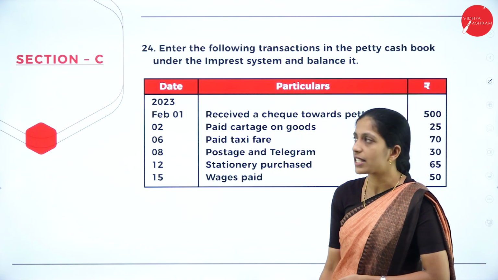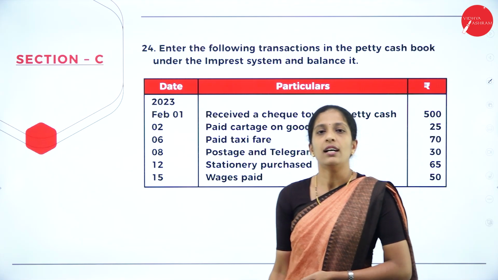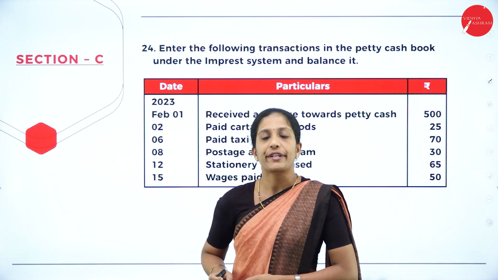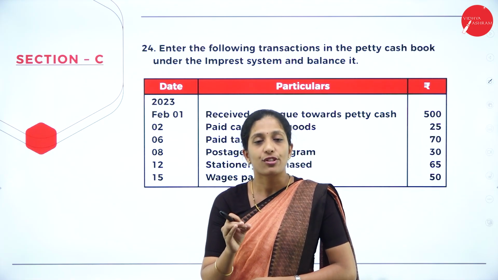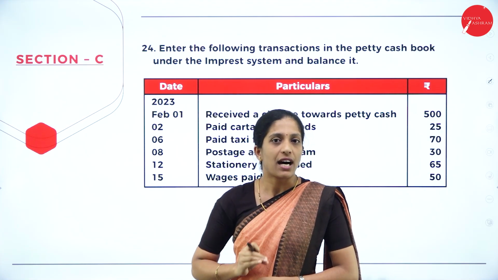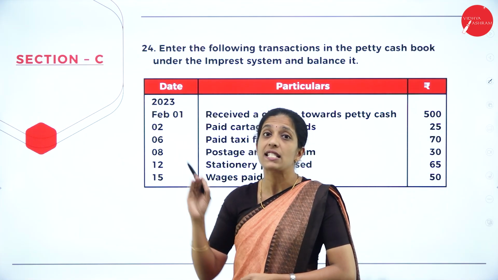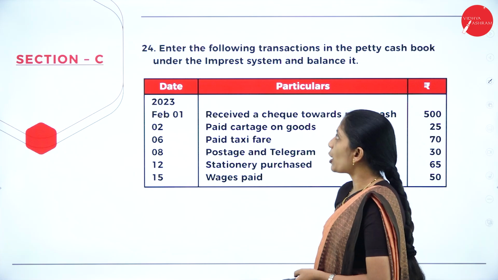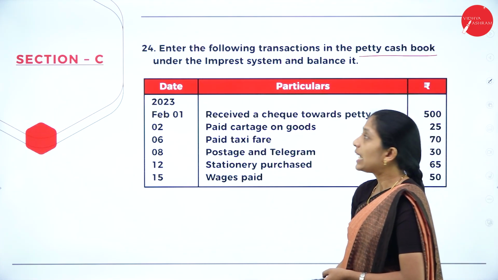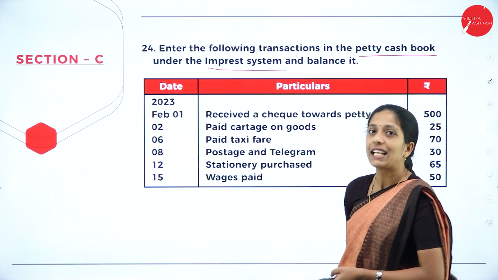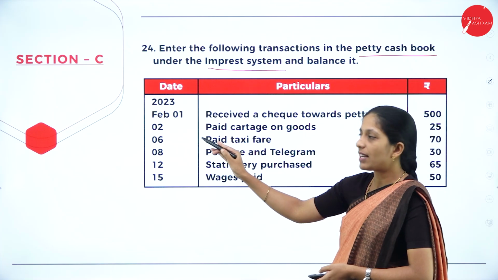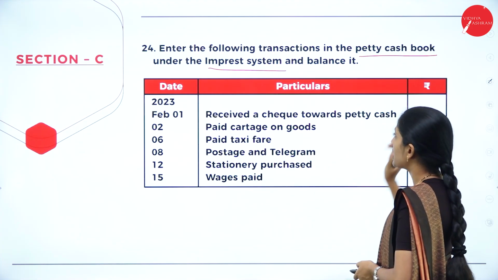Now, moving on to the next problem. This is also a problem they have asked from recording of transactions 2. I have already told you that from recording of transactions 2 you will get 2 questions. In this model question paper, they have asked a question on purchases book as well as petty cash book. Now, go through the problem here. Enter the following transactions in petty cash book under the Imprest system, and balance it. They have given certain transactions here, date, particulars and amount.